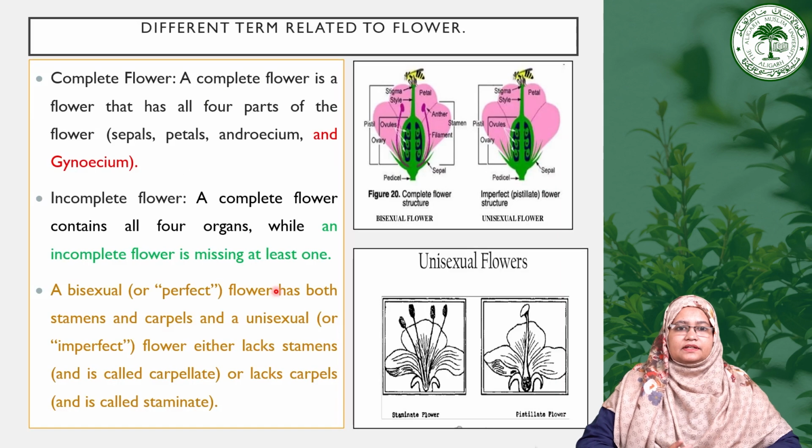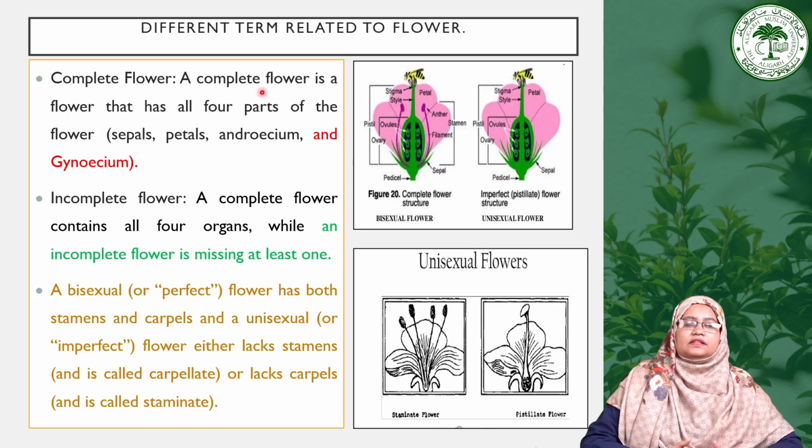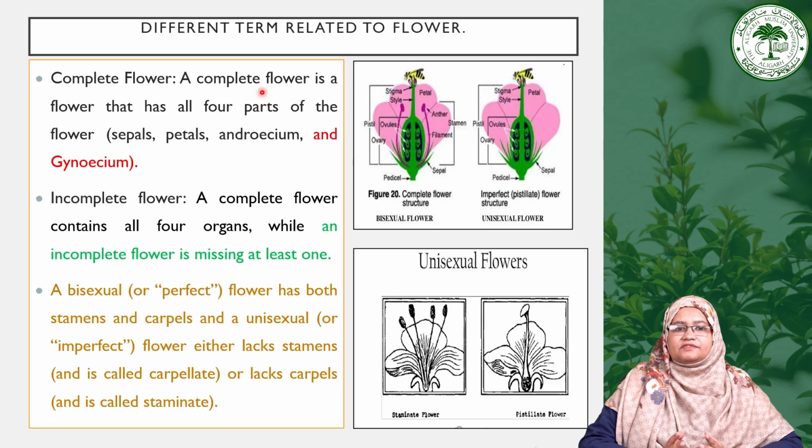Then, another term related to the flower: a flower is complete when it has all the flower parts. As we have discussed earlier, the flower has four parts: sepals, petals, androecium and gynoecium. If a flower has all these four parts, then it is called a complete flower, as we can see in this particular image.